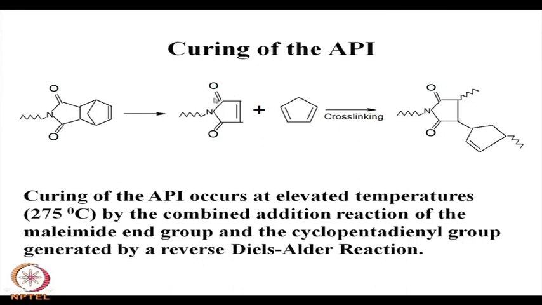This is the maleimide end group, maleic imide. Maleimide means maleic anhydride. This is the maleic anhydride imide. Maleic anhydride, when reacted with amine, forms maleimide. This maleimide end group is there in the polymer. So, this maleimide combined by the addition reaction of the maleimide end group and the cyclopentadienyl group, which was generated by a reverse Diels-Alder reaction from this end group of this polymer.